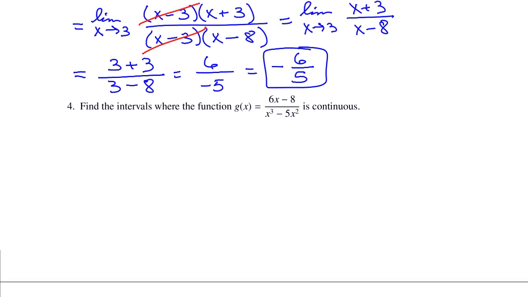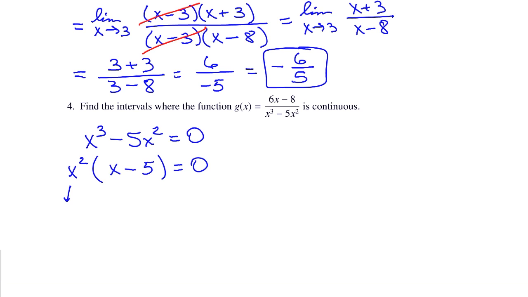And lastly, find the intervals where the function g of x is equal to 6x minus 8 over x cubed minus 5x squared is continuous. G is a rational function. Rational functions are continuous everywhere that the denominator is not equal to 0. So we take the denominator, set it equal to 0, factor, and solve. So we can factor out x squared, leaving me with x minus 5 equals 0. Set both of these factors equal to 0. That gives me x equals 0 and x equals 5.